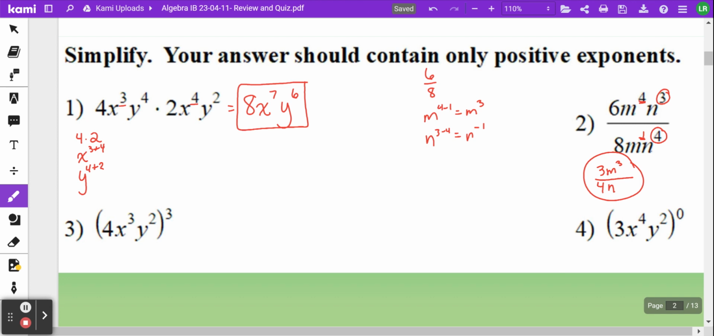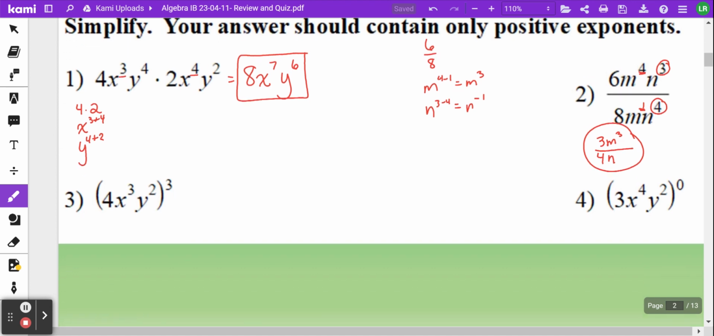Okay? Number 3 is the power property. And with the power property, we're going to be multiplying exponents. So let's write down our 3 bases. We have a 4, we have an x, and we have a y. The 4 does have an exponent of 1, and we're multiplying all exponents by 3. So 1 times 3 is 4 to the 3rd. 3 times 3 is x to the 9th. 2 times 3, y to the 6th. And then I just need to figure out what 4 to the 3rd power is. 4 raised to the 3rd power is 64.